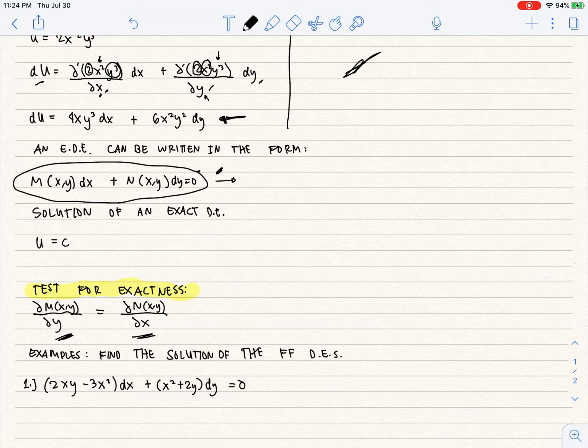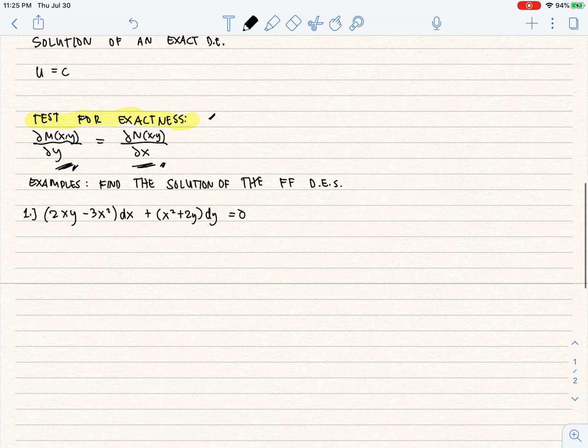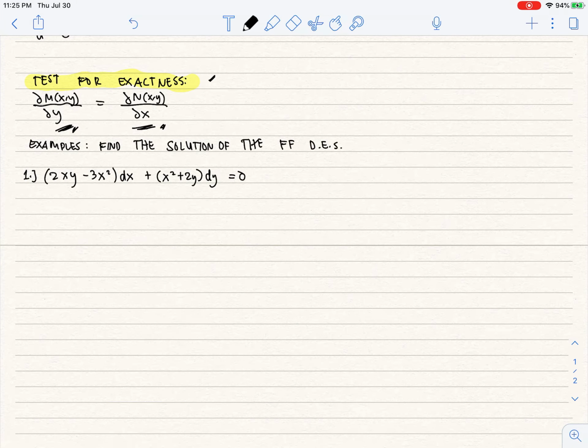Then we just add plus c to the final solution of the DE. The next is to test for exactness by using this equation. Okay, so let's proceed with the first example of finding the solution of a differential equation.